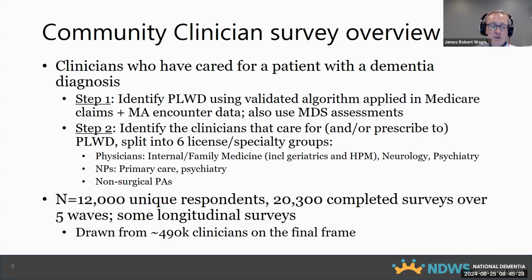In the first year, the sample we drew was drawn from a frame that included about 490,000 clinicians, just to give you some sense of the size of the population that we're looking at here. So that's after we went through step one and step two, we had about 490,000 clinicians from which to draw our sample.